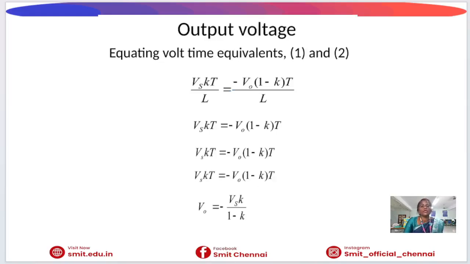To derive the output voltage equation, we apply the volt-second balance principle. The average voltage across the inductor over one complete switching cycle must be 0. Equating the volt-seconds during on and off intervals gives the voltage conversion ratio. The resulting equation is V0 equals minus K by 1 minus K into Vs. The negative sign indicates that the output voltage polarity is opposite to the input voltage polarity. This equation shows that by changing the duty ratio, the converter can either step up or step down the voltage.